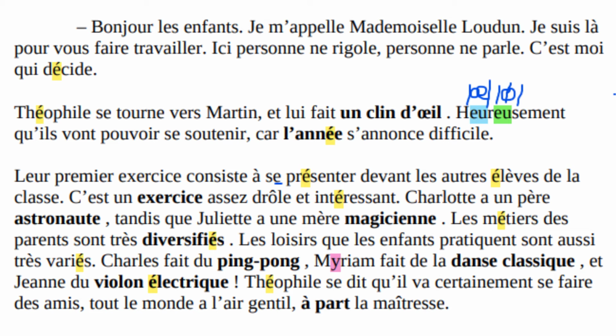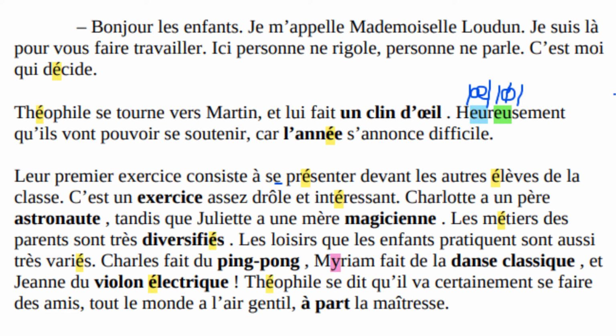Charlotte a un père astronaute, tandis que Juliette a une mère magicienne. Les métiers. So for our métier, we have the accent aigu there. Can we hear the A sound? Métier. Des parents sont très diversifiés. So for our fié, we can hear the A sound at the end, diversifié.